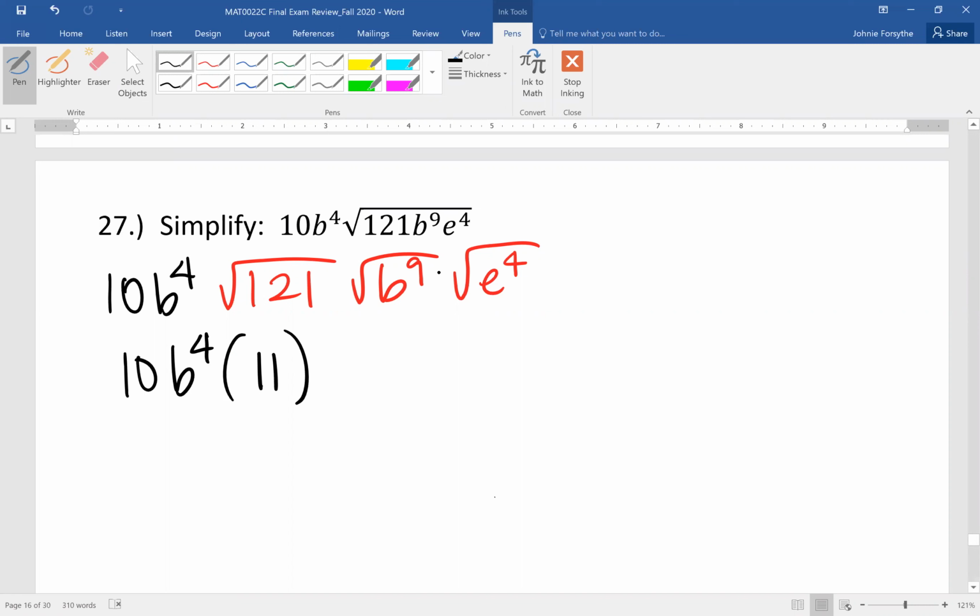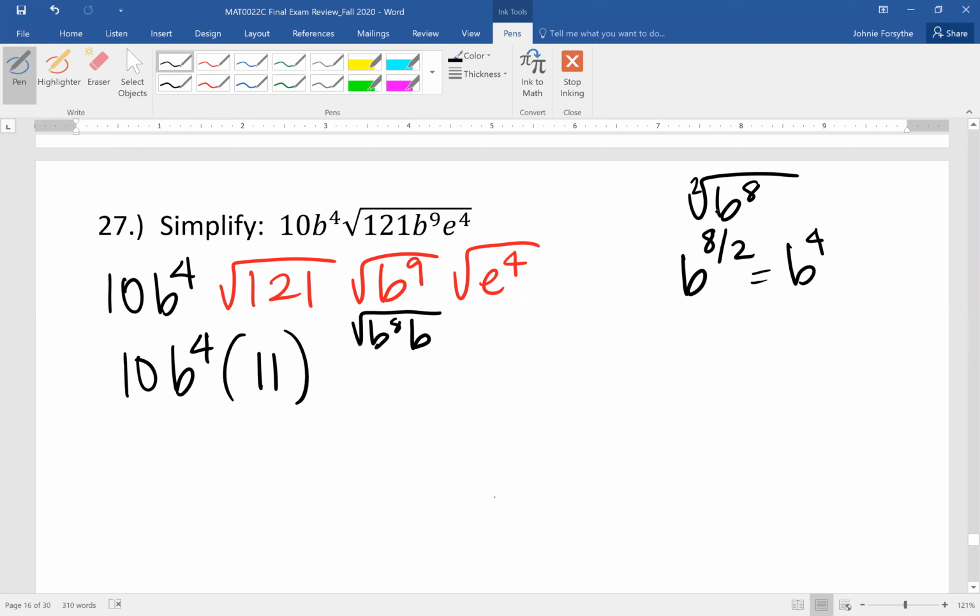So you can do this a few ways. One way to think about it is that if I were to rewrite this as b to the 8th times b, so b to the 8th times b does equal b to the 9th. But the reason why I did that is that the square root of b to the 8th is the same thing as b to the 8 over 2, okay, which is b to the 4th.